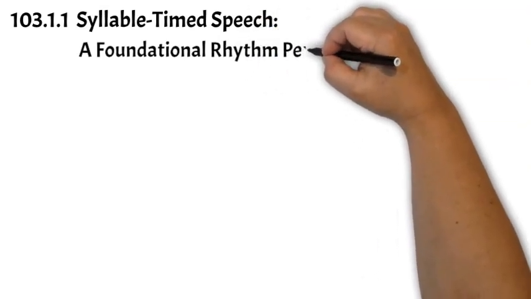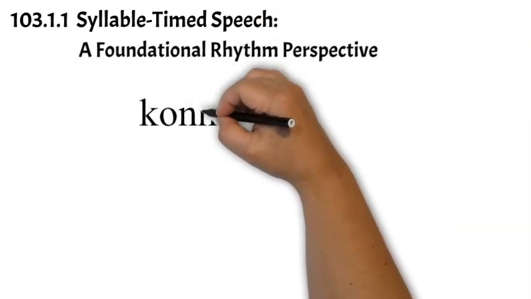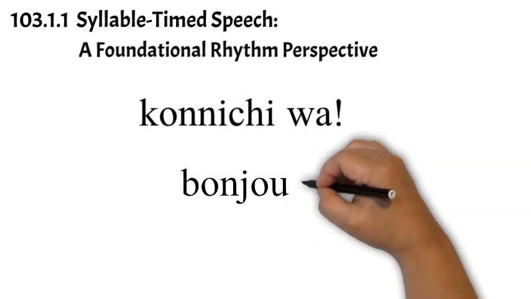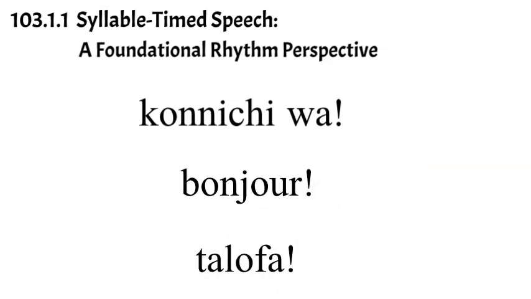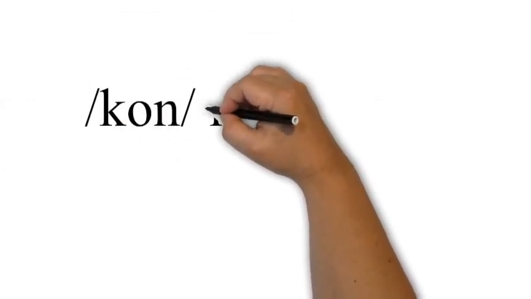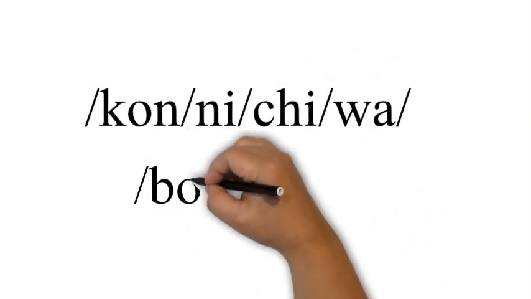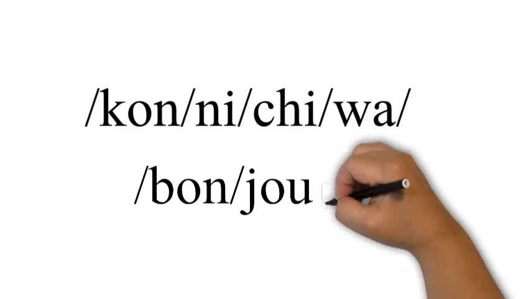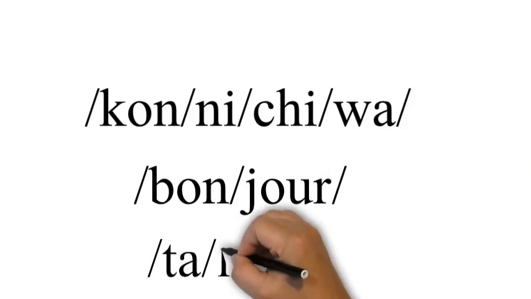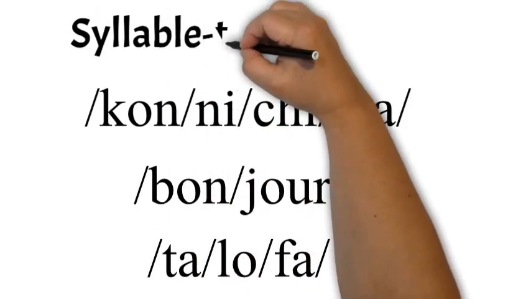In many languages, such as Japanese, French, and those of the Pacific family, the rhythm of speech gives each syllable roughly the same amount of time and energy. This steady rhythm is called syllable-timed speech.